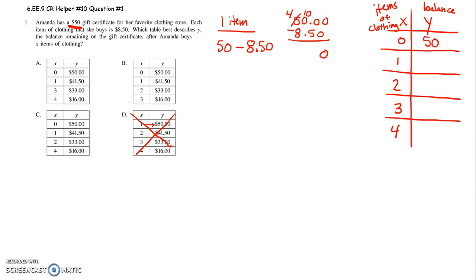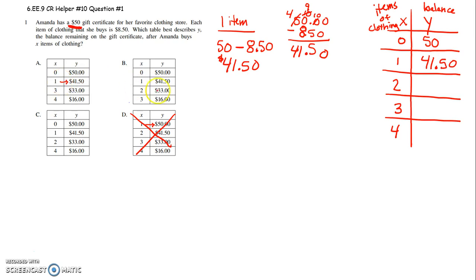This becomes a 10. Now I can borrow. 10 becomes a 9, so that I have a 10 right here. 10 minus 5 is 5. 9 minus 8 is 1. Make sure you line up that 1's place. I kind of put my 8 off to the side; it should be right underneath the other 1's place. And then I have 4. All right, so $41.50 is what's left after she buys 1 item of clothing.